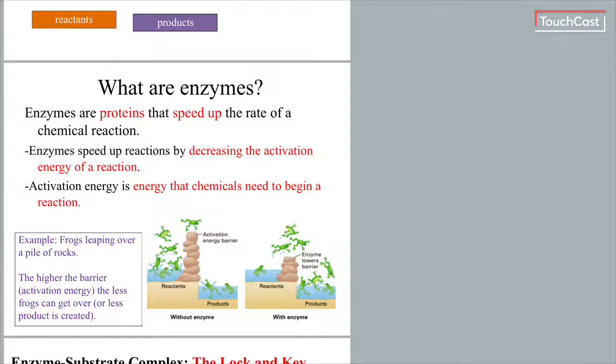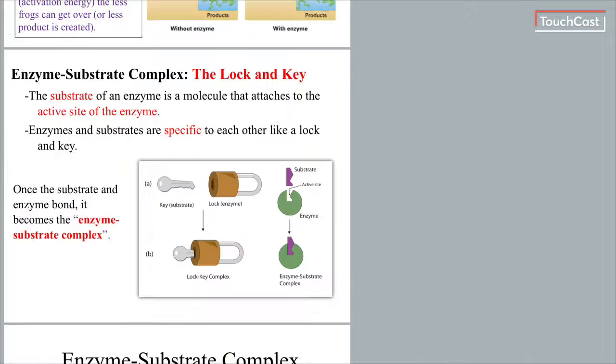Next, let's answer the question, what are enzymes? Enzymes are proteins that speed up the rate of a chemical reaction. Enzymes speed up the reaction by decreasing the activation energy. The activation energy is the energy the chemicals need to begin the reaction. So if you look at our picture down here of our frogs, it's like lowering the wall. In the first picture on the left, labeled without enzyme, it has a higher barrier, so it's harder for the frogs to jump over. But as you add your enzyme, or decrease that wall, more frogs are able to get over to the other side and produce more products.